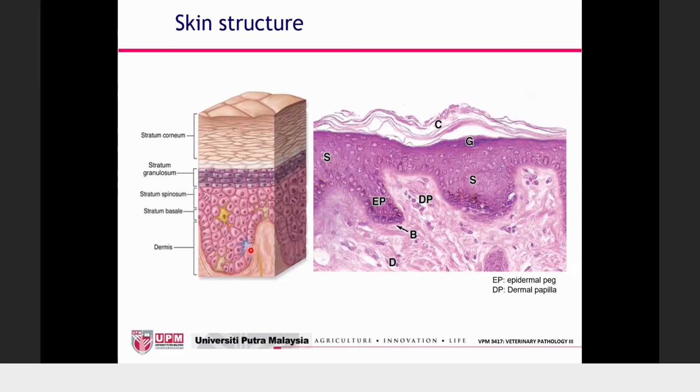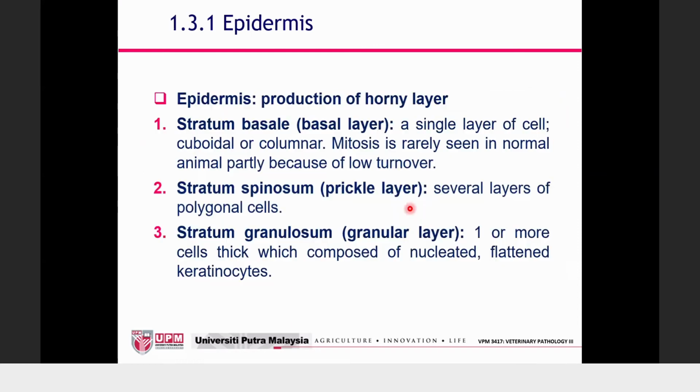Okay, and if you see in this histological image, this is called the epidermal peg. It's a downward projection from the epidermis. And then you also have the dermal papillae, which are outward projections from the dermis. So the interdigitation forms a very strong bond. Okay, so remember the different layers. Again, I mentioned the stratum basale is the basal layer.